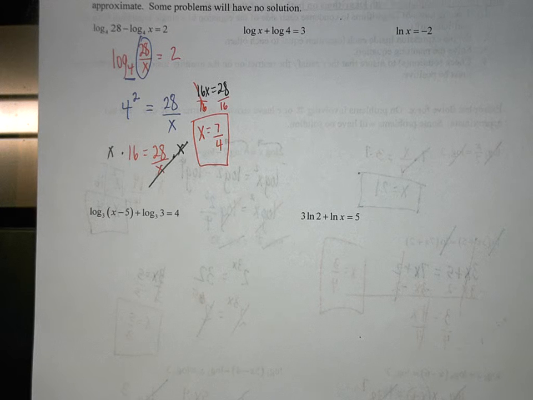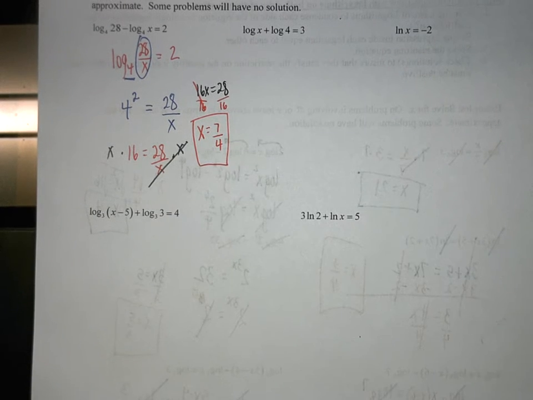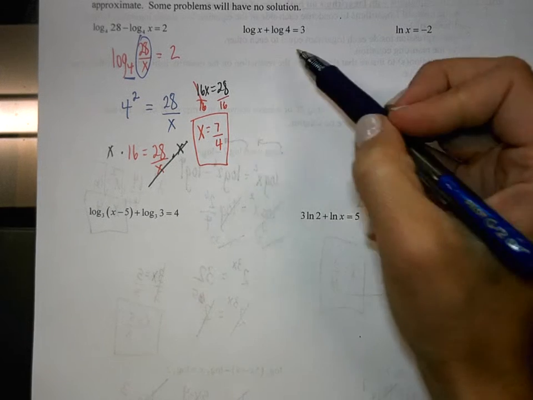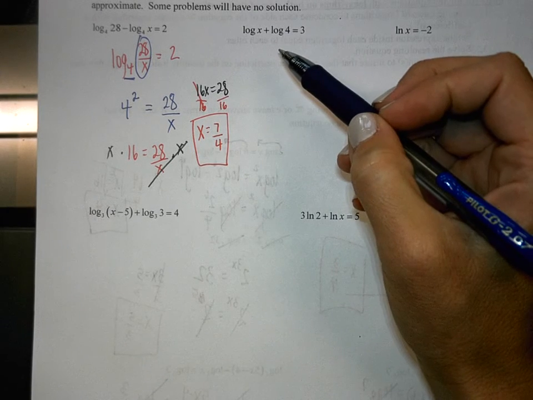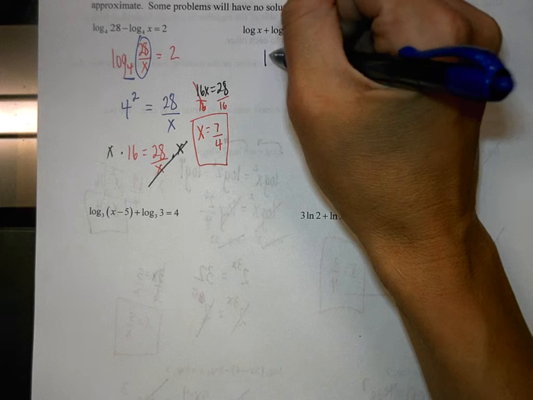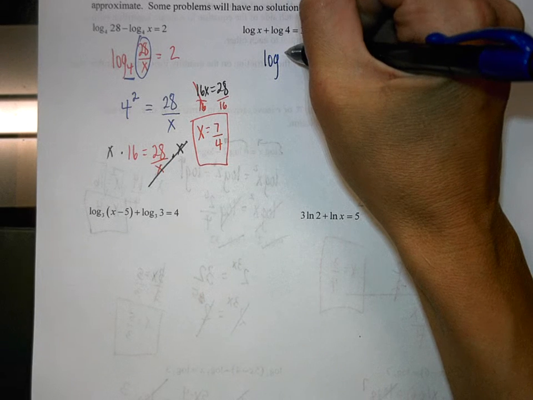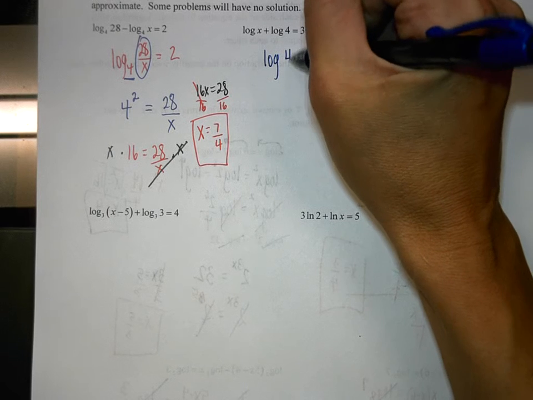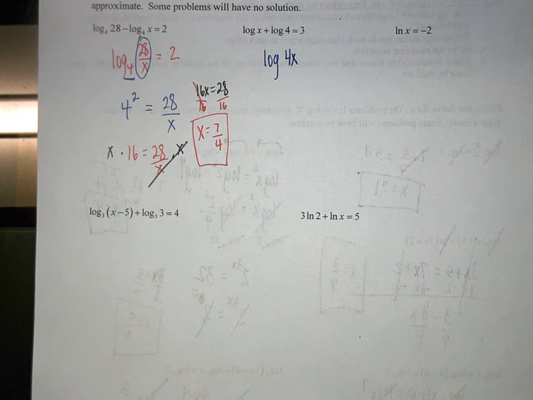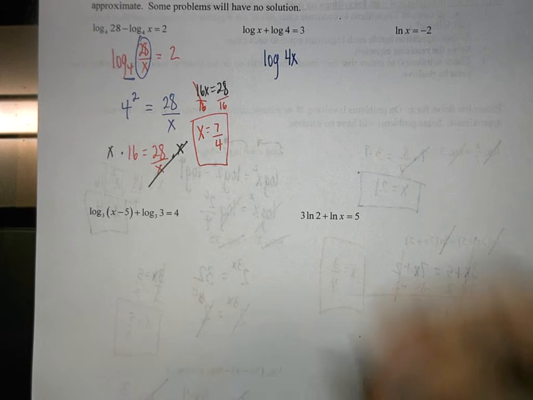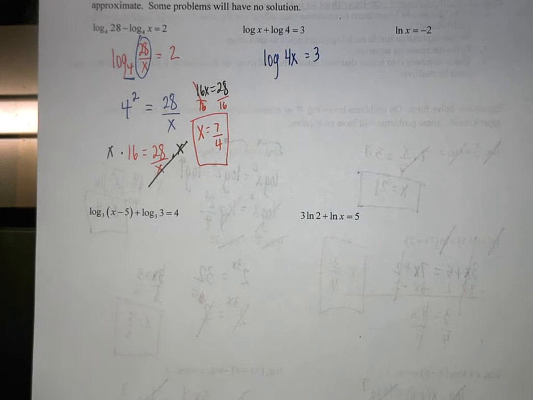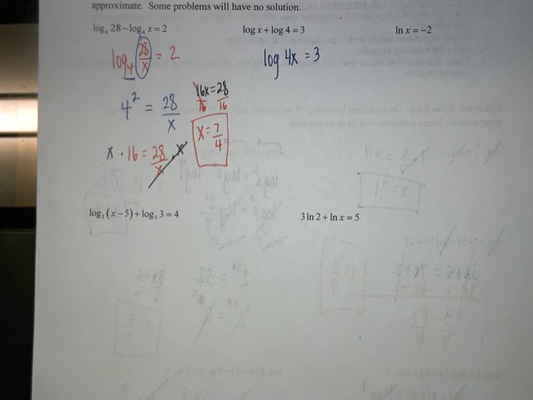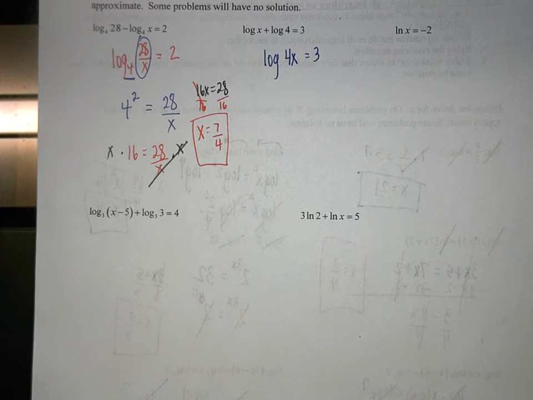Okay, next example. Again, we want to condense this to a single log. Since it's adding, when I condense that, what will it be? Log, and then you go x times 4. Good, x times 4, and we normally put the numbers first, so I'm going to write that as 4x equals 3. I can't drop this log because there isn't a log on both sides, like in my previous examples. So we change it to exponential form.